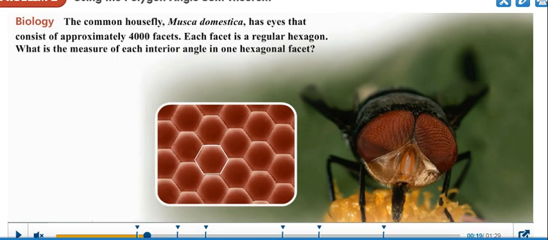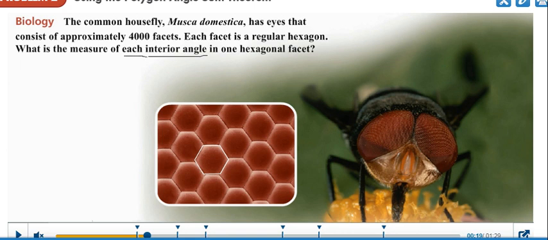Alright, so problem number 2 says that a common housefly has eyes that consist of approximately 4,000 facets. Each facet is a regular hexagon. So we want to know what is the measure of each interior angle. Before we were finding the sum, but this time we want to know each interior angle in one hexagonal facet.